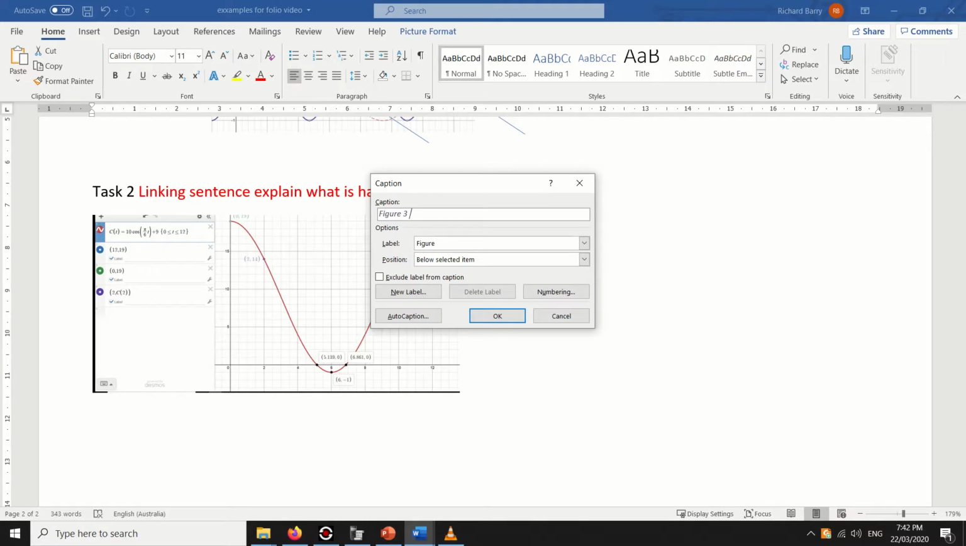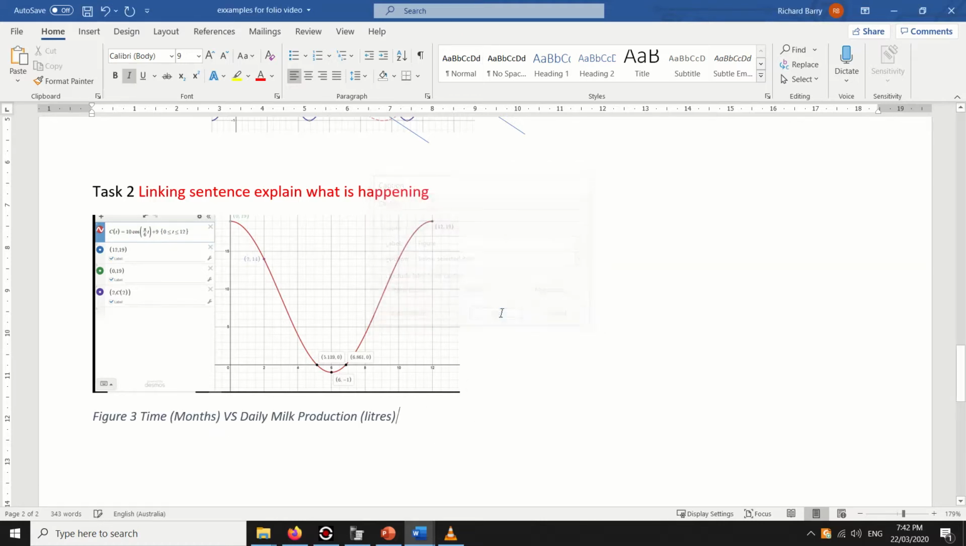We do this using the classic time bracket months, which is the independent variable, versus the dependent variable, or the function in this case, daily milk production, and the units there are litres. Okay, now that's down here. An alternative would be to edit these graphs and add words on top. Okay, that's generating the first picture.